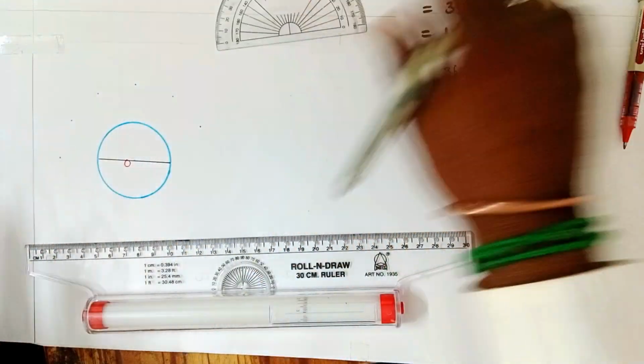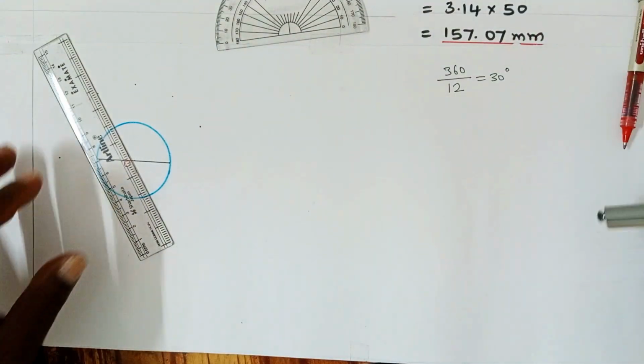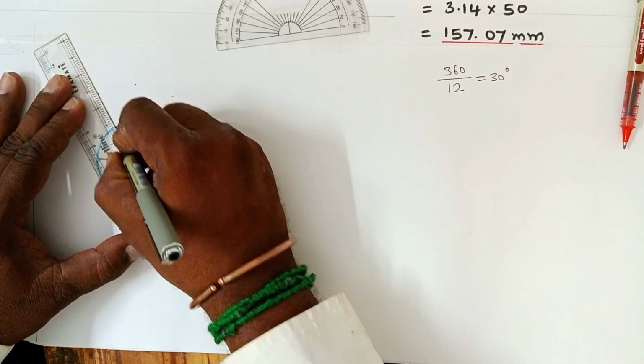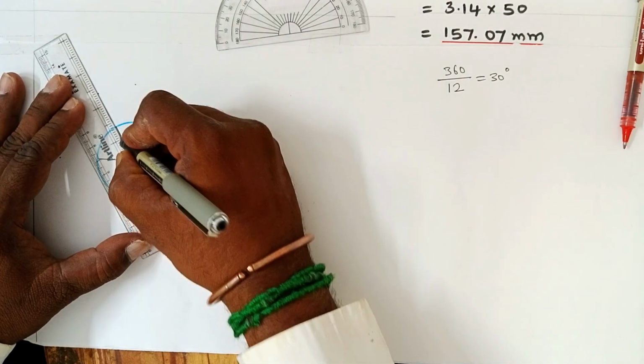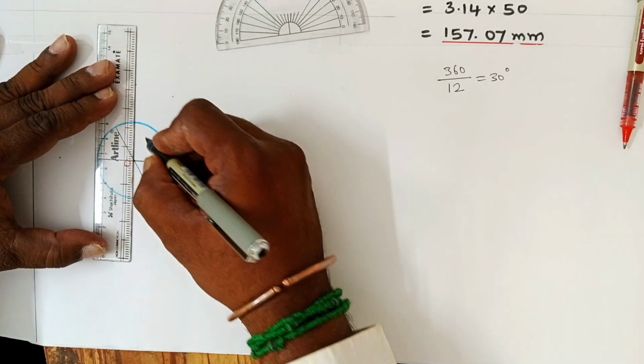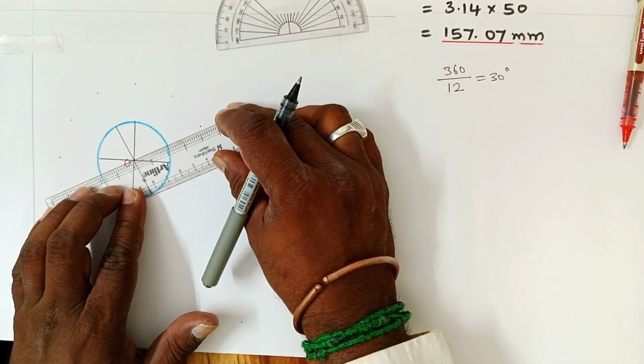Okay, join the marked points with the center of the circle. Join with O, only touching the circumference of the circle, and extend on the other side of the circle also, like this. Join with point O. The marked points are joined with point O.